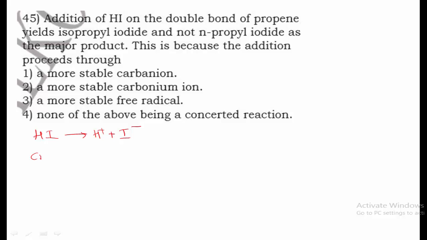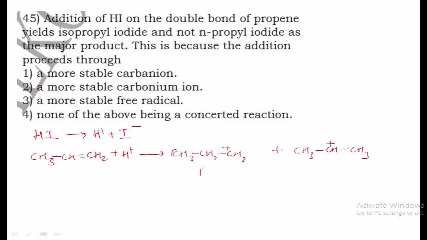Now, when HI is added to propene, which is given as CH3-CH=CH2, it reacts with the H+ to give CH3-CH2-CH2+, along with this another carbocation will be formed, that is CH3-CH+-CH3.